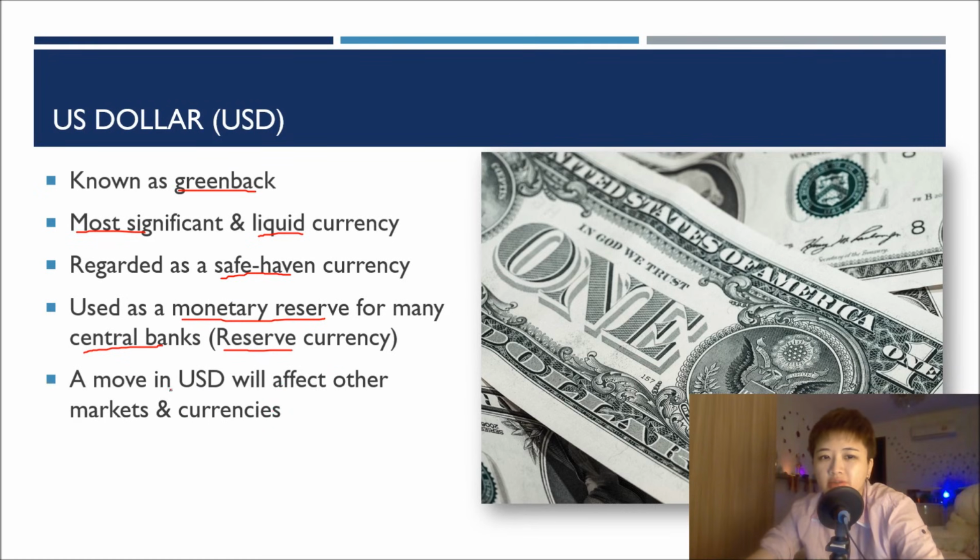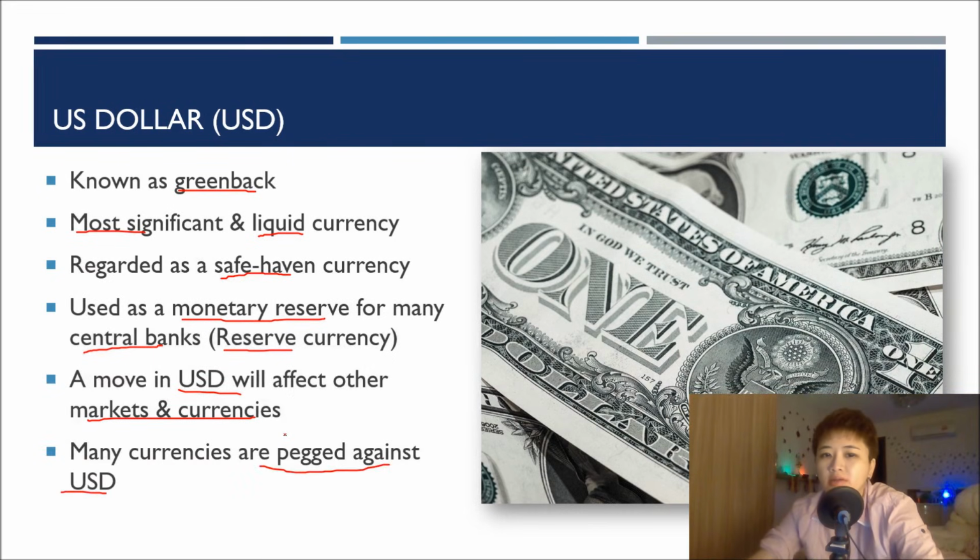And a move in the dollar will affect other markets and currencies, because the majority of transactions are done in USD, even business transactions are mostly done in USD. So you can say that the movement of USD would affect most other markets. In fact, a lot of the emerging market currencies are pegged against the US dollar. And you need to understand that US policymakers favor a stronger dollar.